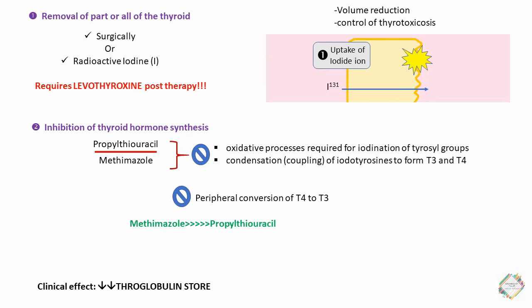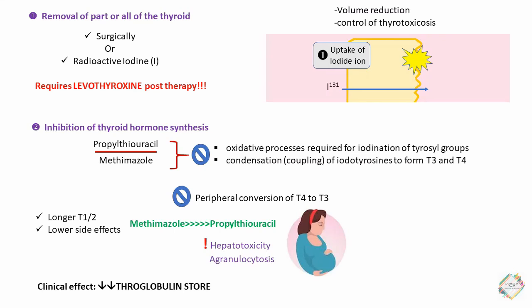Methimazole is preferred over propylthiouracil because it has a longer half-life, allowing for once daily dosing, and with a lower incidence of adverse effects. However, propylthiouracil is recommended during the first trimester of pregnancy due to a greater risk of teratogenic effects with methimazole. Other problems associated with propylthiouracil are that it can lead to hepatotoxicity and, rarely, agranulocytosis.